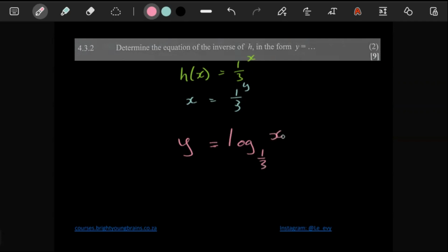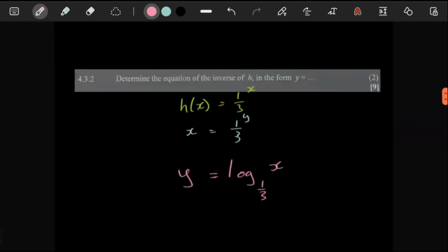So this is not a base for an exponent, no. The only thing is the value that goes here, and we call it the base of the log, and then this here is just on the same level as the log there, you see, and then that's your equation. 2 easy marks. Let's move on to question number 5.